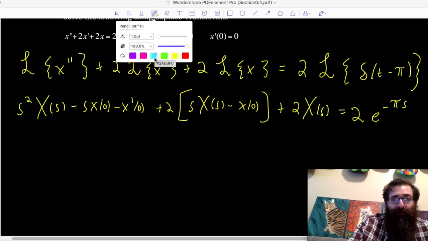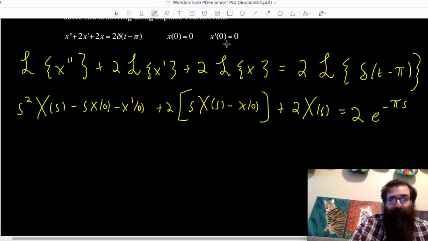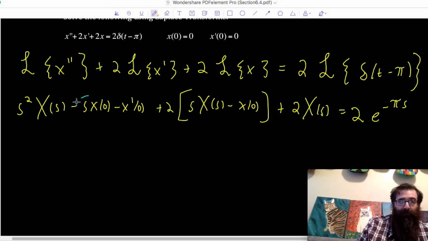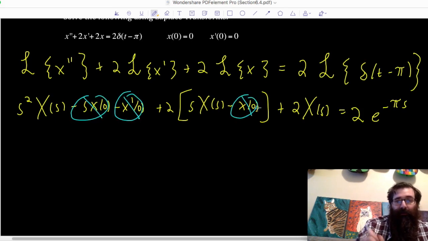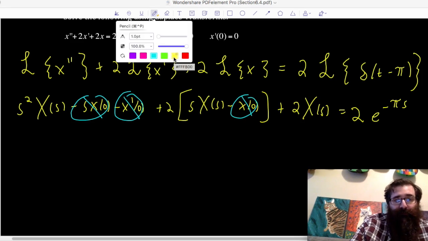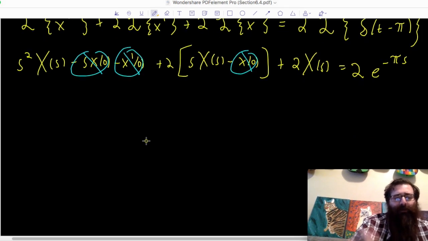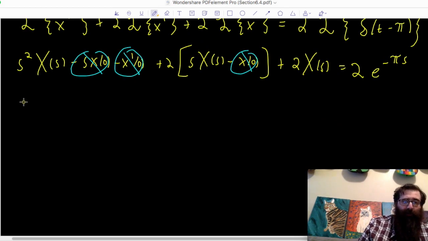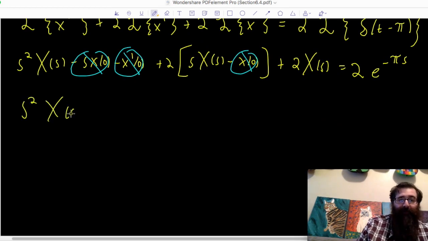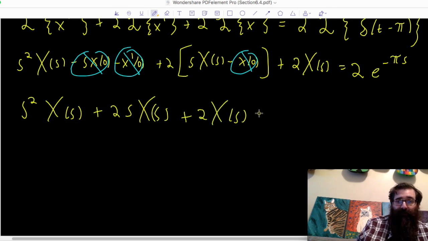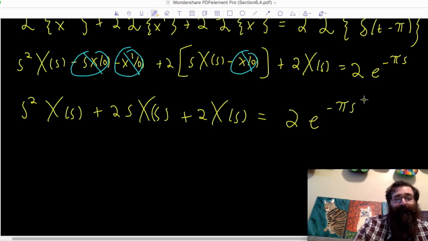And like we were saying, lucky for us, x at 0 is 0, x prime at 0 is 0. So x at 0 is 0, so that's gone. X prime at 0 is 0, that's gone. This is gone. So we're left with some stuff, but not everything. So let's clean this up. We have s squared times capital X of s plus 2 times s times capital X of s plus 2 times capital X of s equals 2 times e to the minus pi s power.